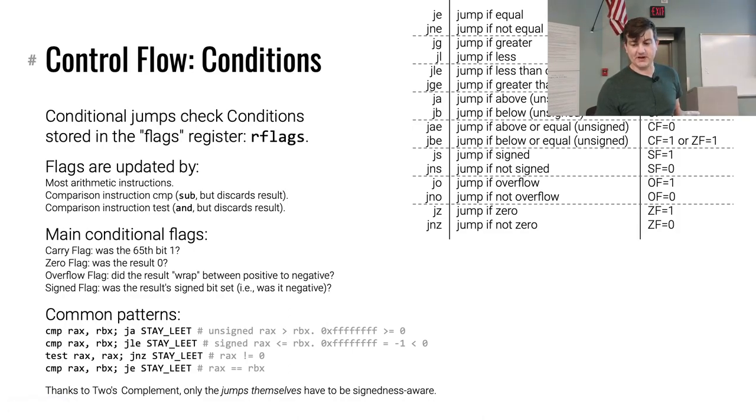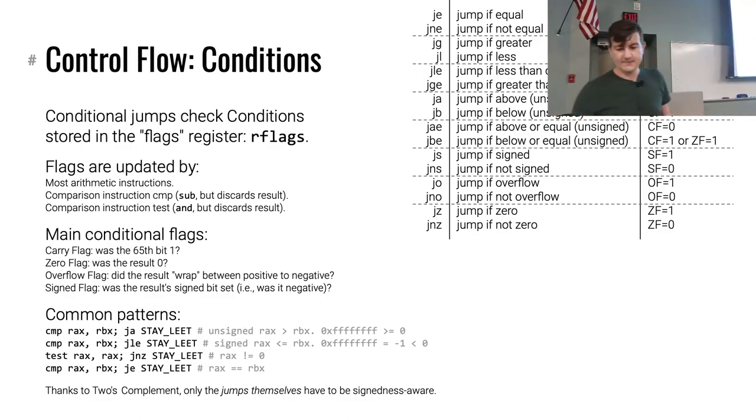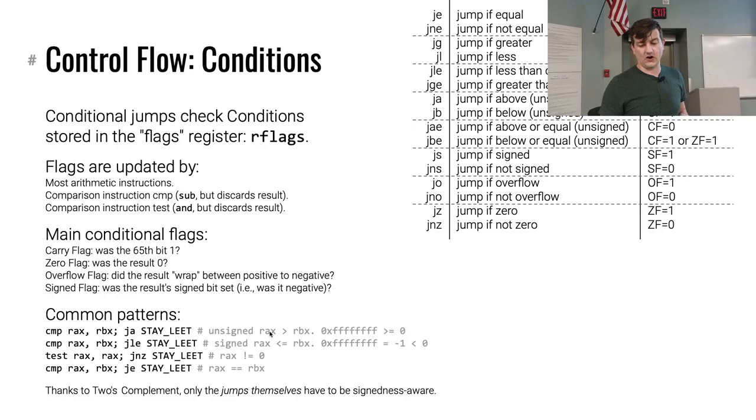JA is jump above, unsigned. So this is an unsigned comparison. It's not caring about the first bit and it has no conception of negative numbers. And it's checking if the unsigned RAX is greater than RBX. That's just what it does. And if that's true, it will jump. If not true, it will continue executing after it.